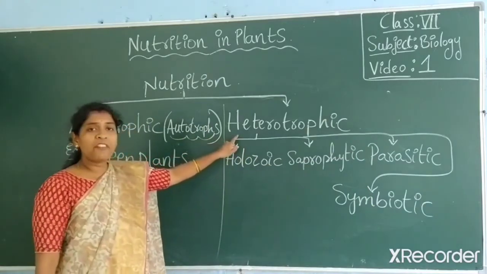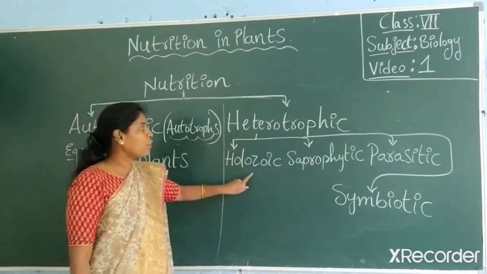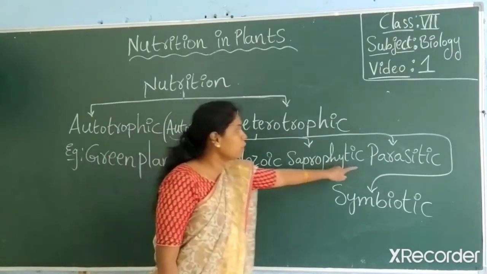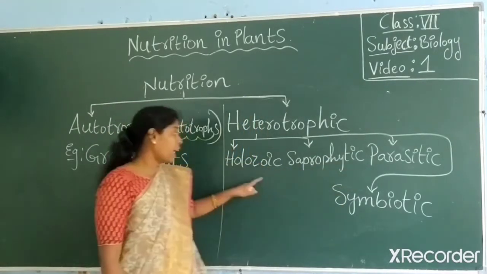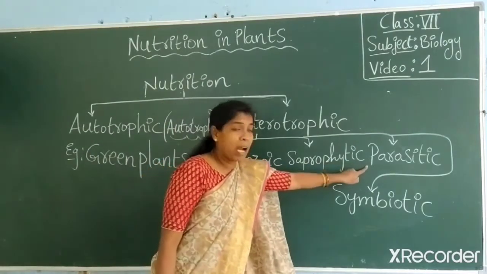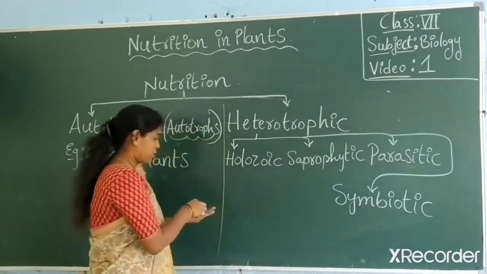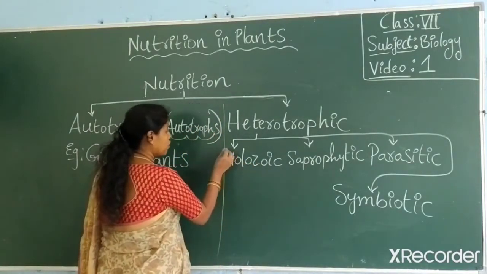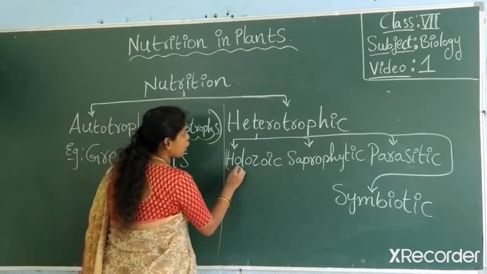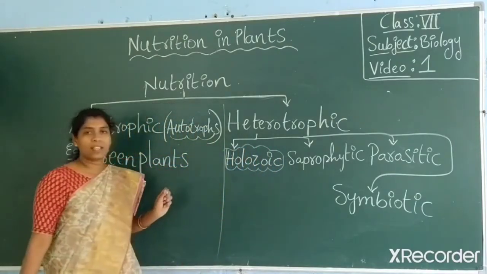So heterotrophic nutrition is further classified into four types. One, two, three, four. What are they? Holozoic, saprophytic, parasitic, and symbiotic. So now look here. First of all, we have to look at holozoic.